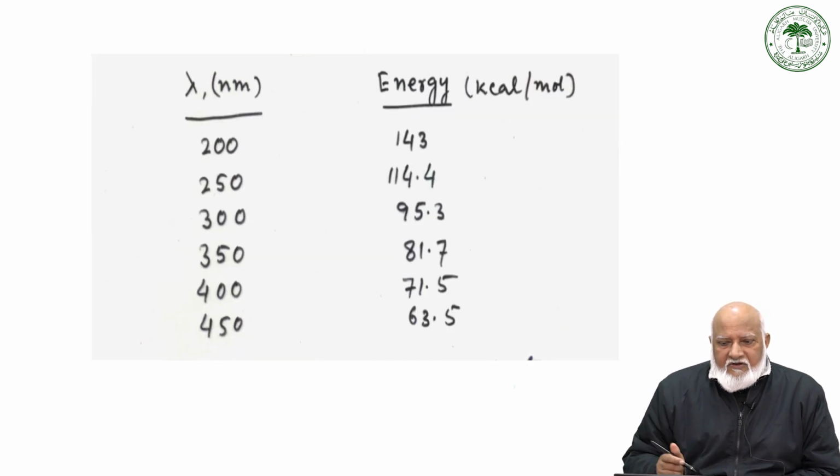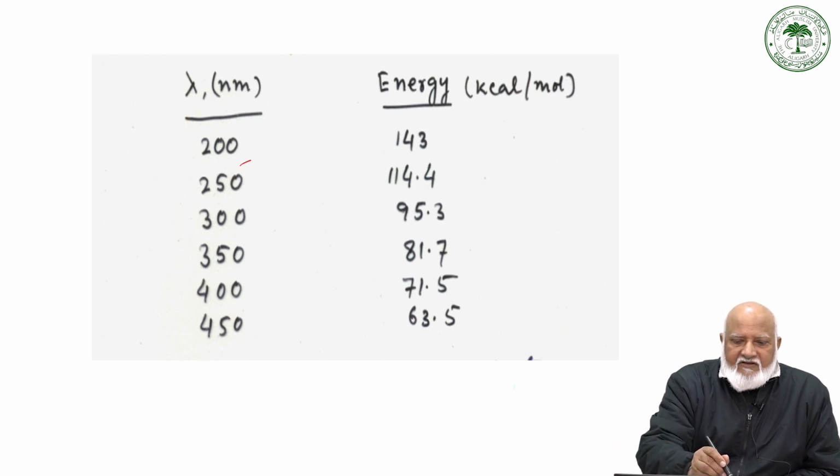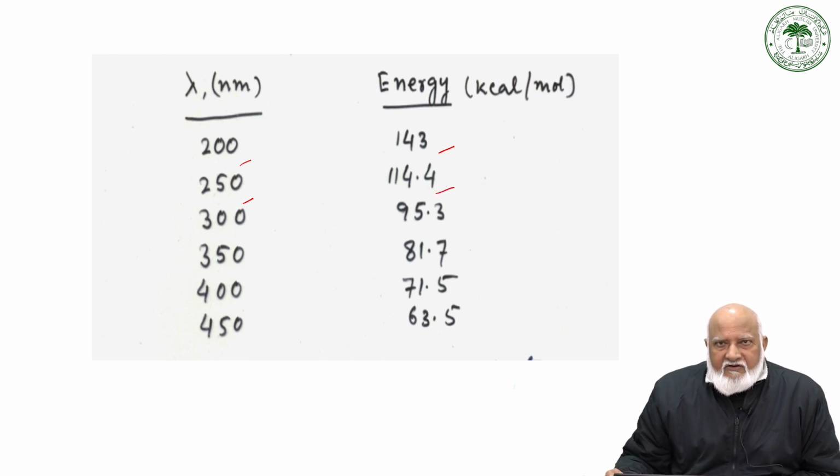I have just jotted down the relationship between the wavelength and the energy in terms of kilocalorie per mole, and you can see 200 nanometer is equivalent to 140 kilocalorie, and then we go to higher wavelength, 250 to 114 kilocalorie, and so on and so forth. So when you give UV light ranging from 200 to 400 nanometer, we are giving approximately 63 to 143 kilocalorie per mole.